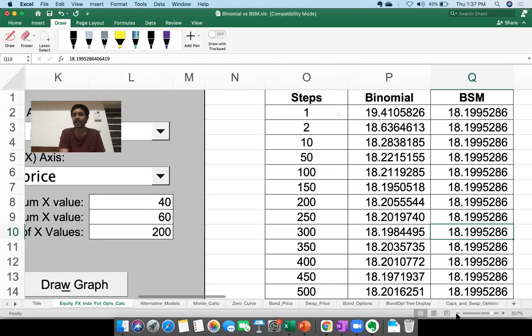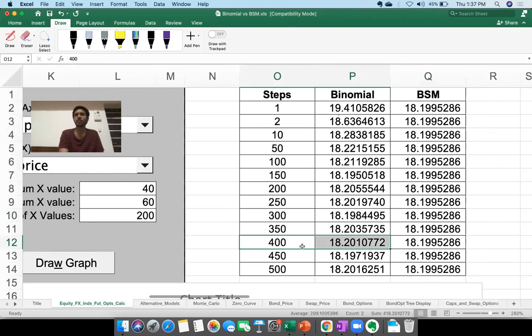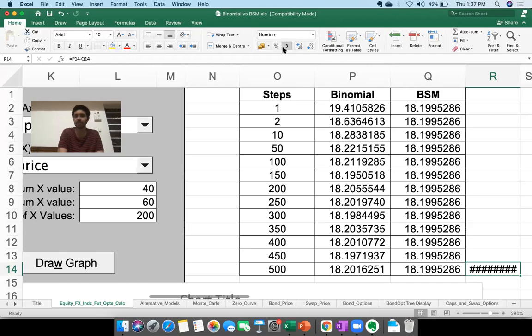And at the 500th period, or let's say if you look at it from the 400th period, it is 18.201 versus 18.199. So the difference has narrowed down to 0.001 or 0.002. Over here it's 18.197, 18.199, 18.20, 18.20. At 500 it has almost come down. The difference between Black-Scholes and binomial has basically come down to 0.002.